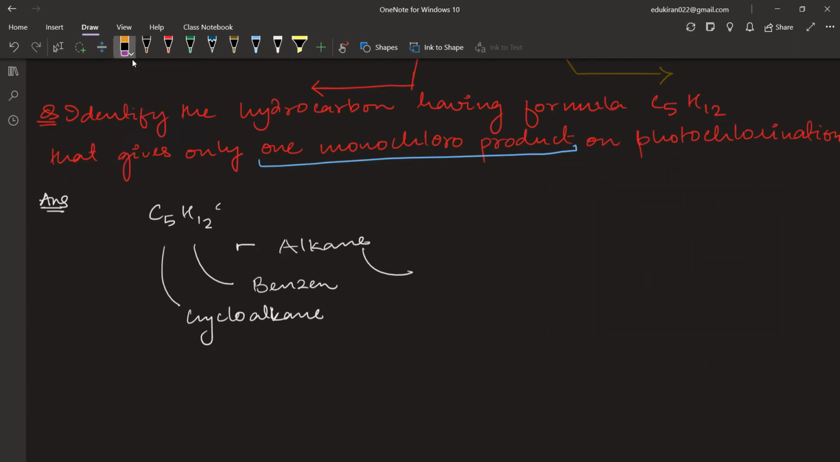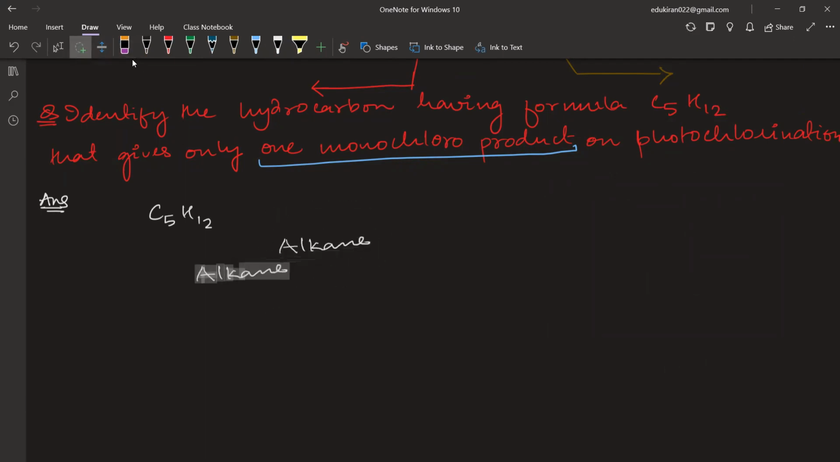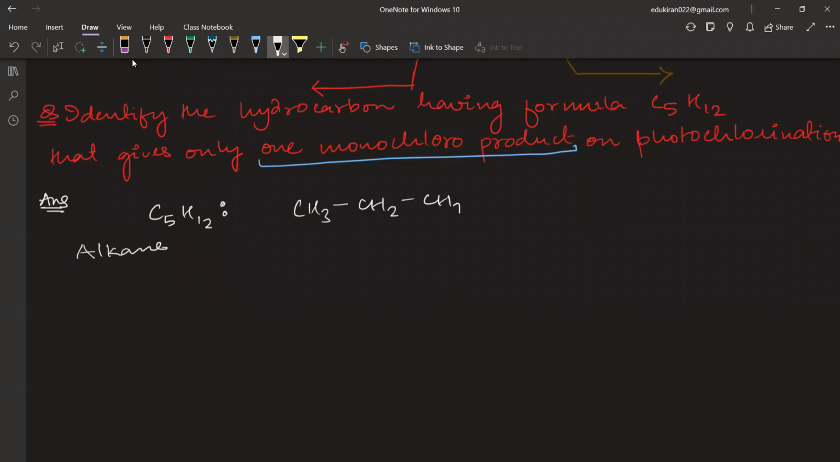Now in alkanes we can have different isomers. Now what are isomers and how can you make isomers? Isomers means there will be different structures of the same molecular formula. So one of the simplest will be CH3, CH2, CH2, CH2 and CH3. Right? Yes or no? Please tell me. This can be one of the isomers. Yes or no, tell me. Yes, sir.